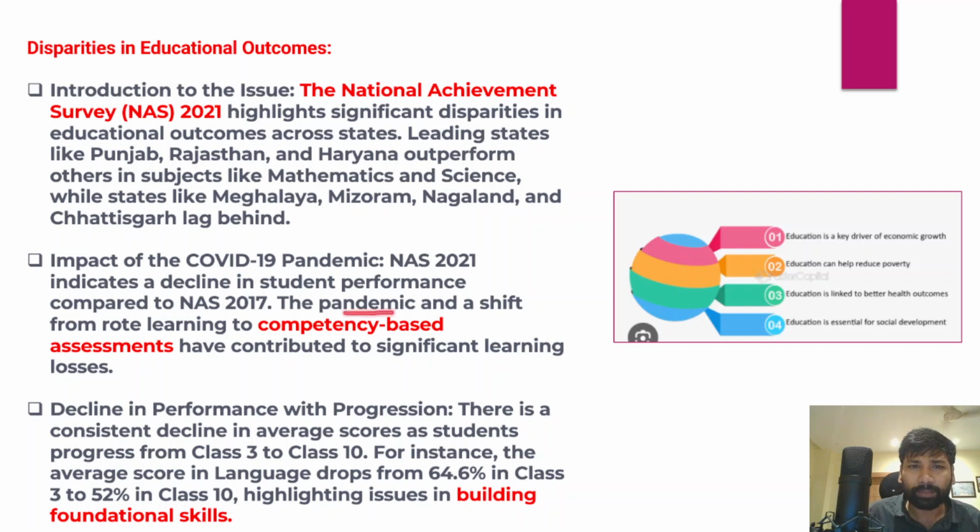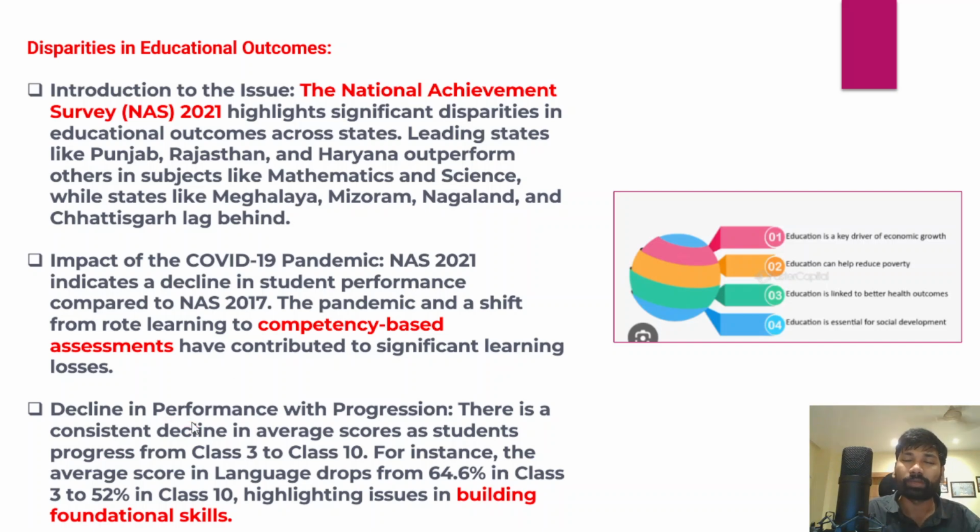And apart from the pandemic, there is also a shift from learning that is primarily based on rote learning methods to competency based assessment. So the shift to competency based assessment, and at the same time the COVID-19 pandemic, have contributed to significant learning losses among children. Apart from that, there is also a decline in performance with progression.